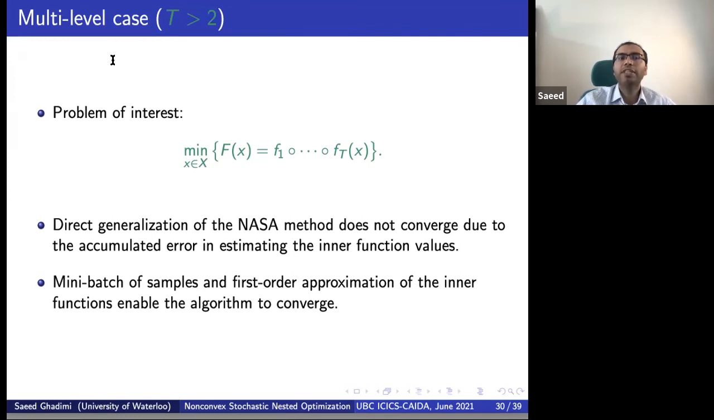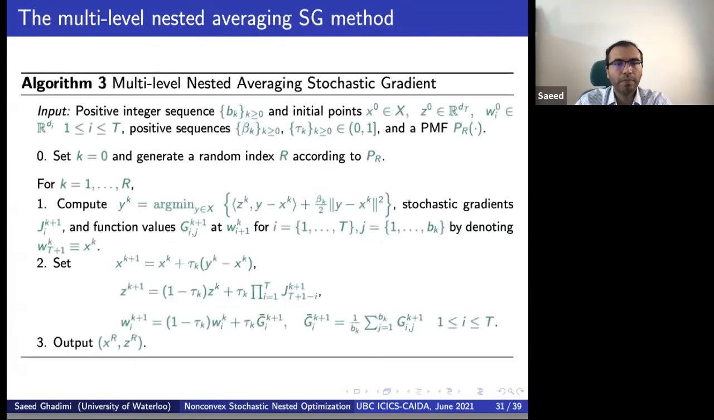However, this is not the case when you have more than two functions. For the direct generalization, we need a mini batch of samples to reduce the noise associated with that estimation of the inner function values. We can still get a convergence rate, but it is worse than 1 over epsilon to 4. Essentially, we get 1 over epsilon to 6, but there is a way to fix that and still get 1 over epsilon to 4, which I will now briefly explain.